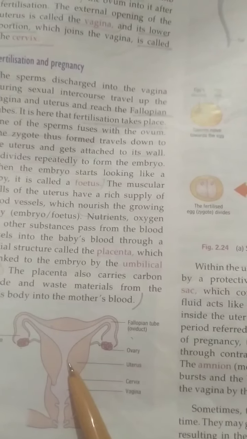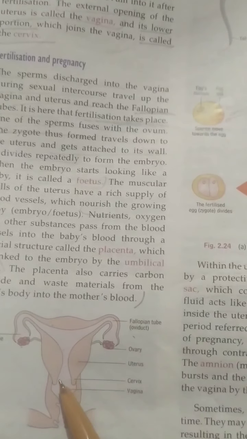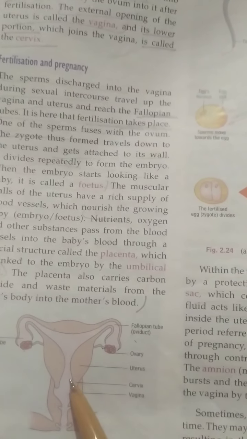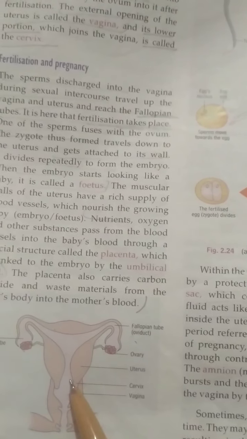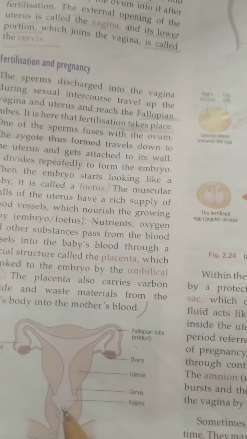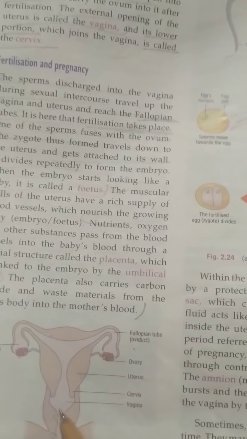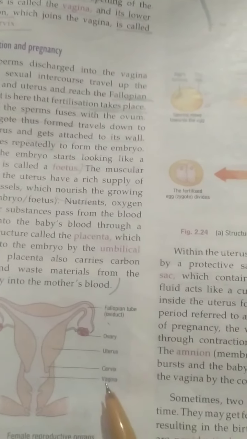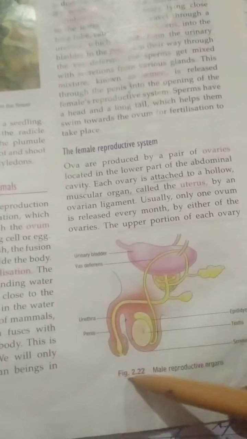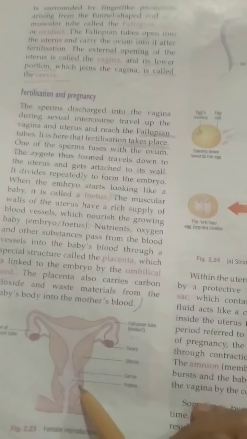Now you can see this is the external opening of the uterus, and the lower portion that joins the vagina is called the cervix. So this is the cervix, and this is the opening known as the vagina. Students, you should draw and practice the male reproductive system and the female reproductive system.